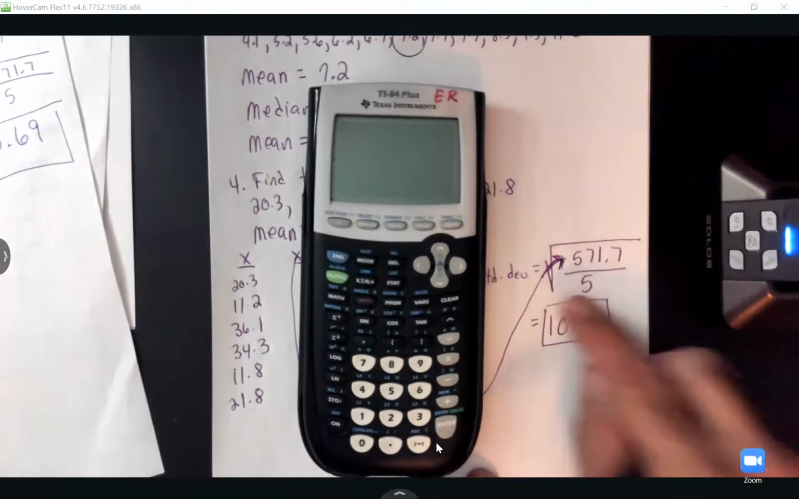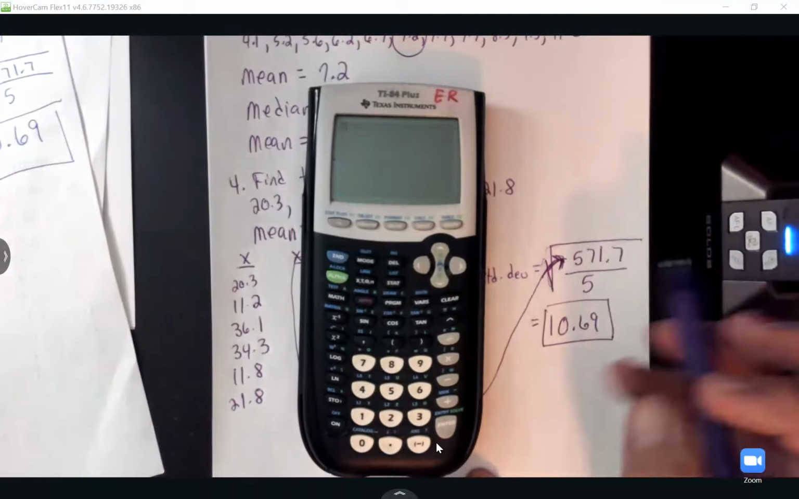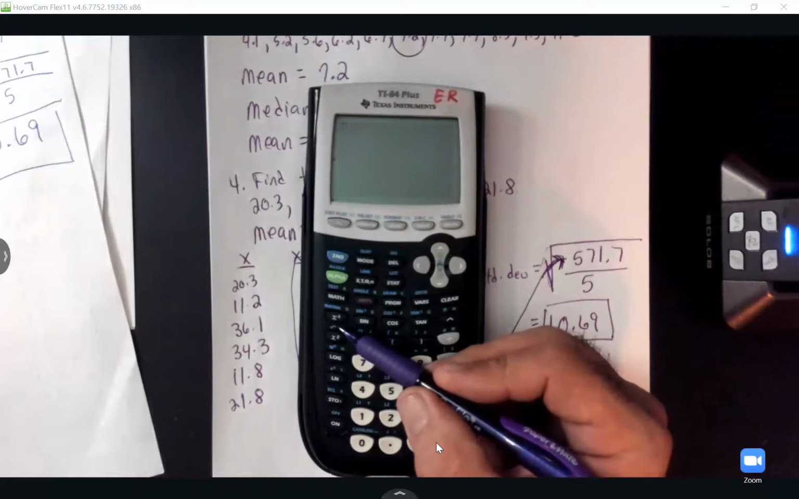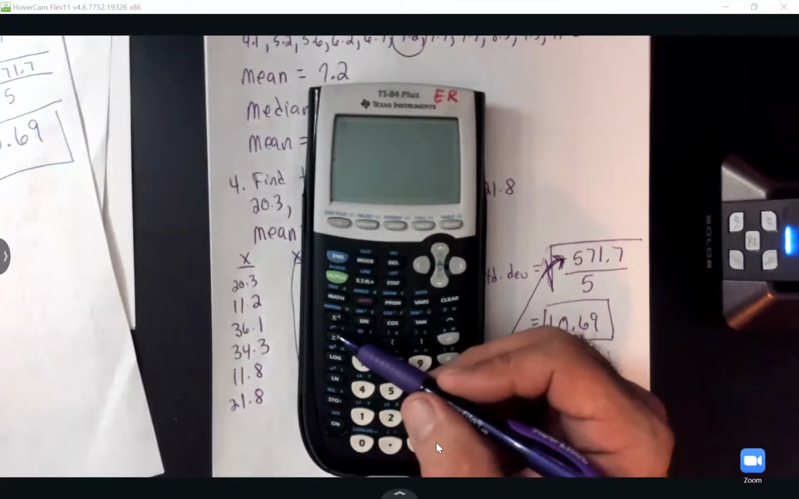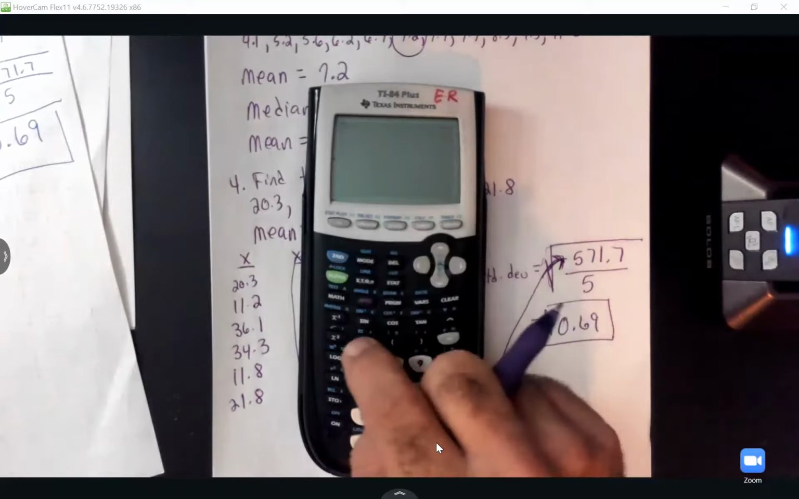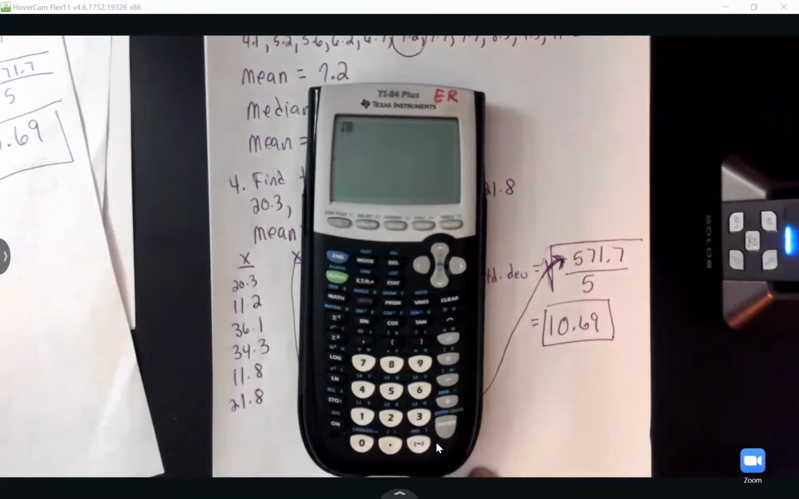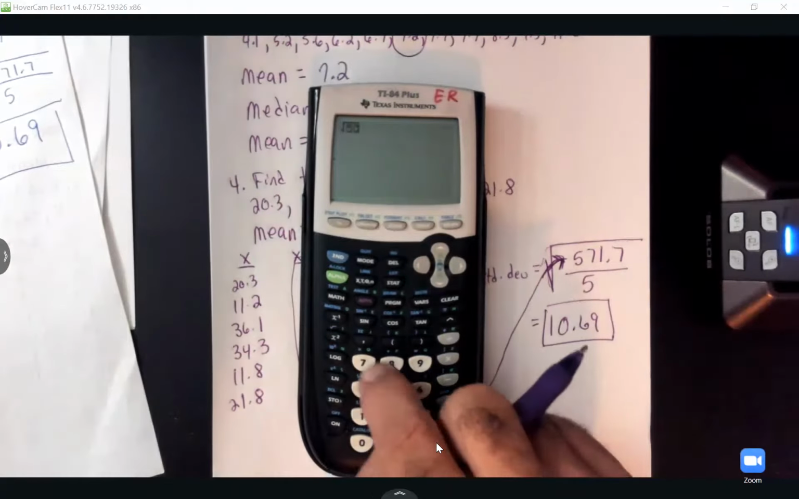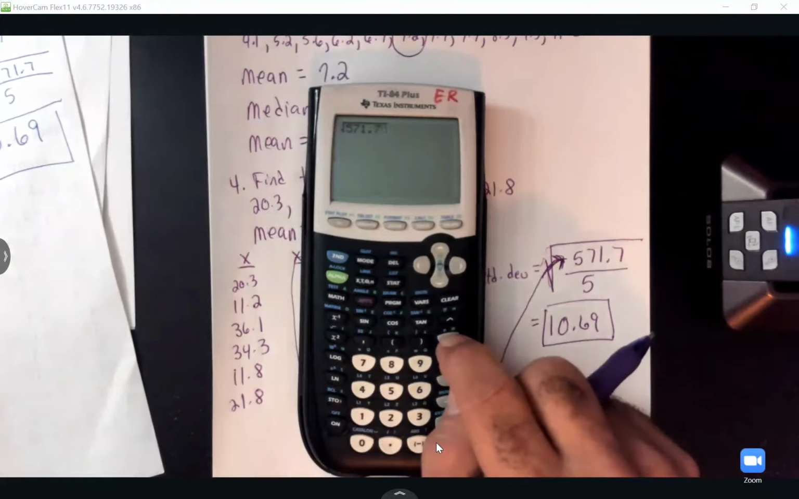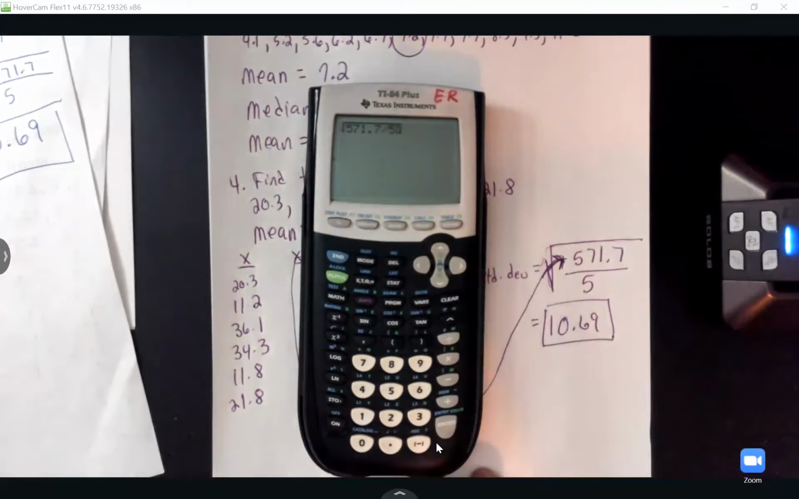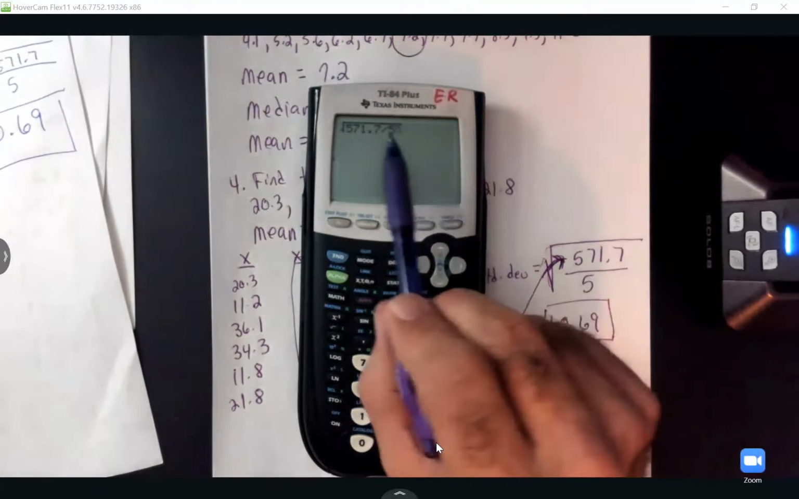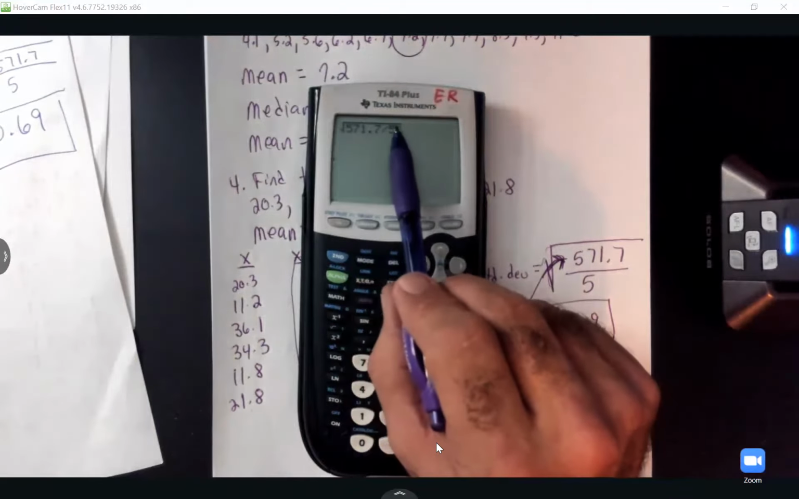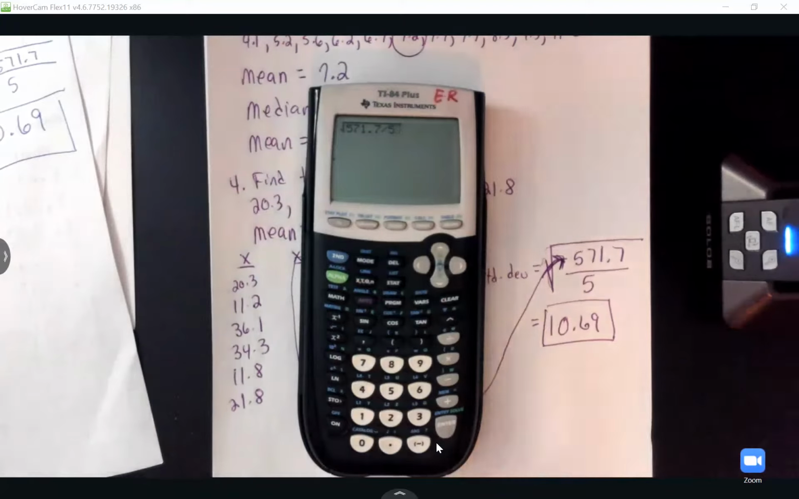So the first thing you've got to do is get that radical. That radical is the blue radical right above that x squared key. So hit the second button and the x squared key to get your radical. Under that radical, put your 571.7 divided by that 5 y'all gave me. Now, if you notice, that little radical extends all the way over all this. Everything has to be under your radical when you do this. So then I just hit my enter and got my 10.69.